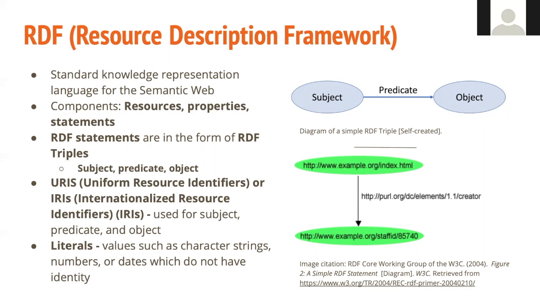Now, RDF statements come in the form of RDF triples. Each triple contains 3 elements, a subject, a predicate, and an object, which are described by the W3C primer as follows. The subject is the part that identifies the thing the statement is about.